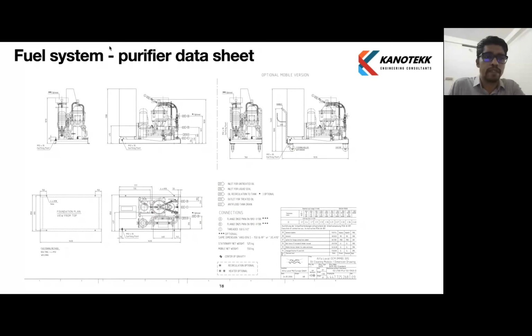Okay, what we are seeing is the purifier data sheet. Usually when we design a system, we receive a data sheet for all the equipment. It will have the connection details, sizes, and the equipment weight which will be used for lifting. So all these data will be available during design.